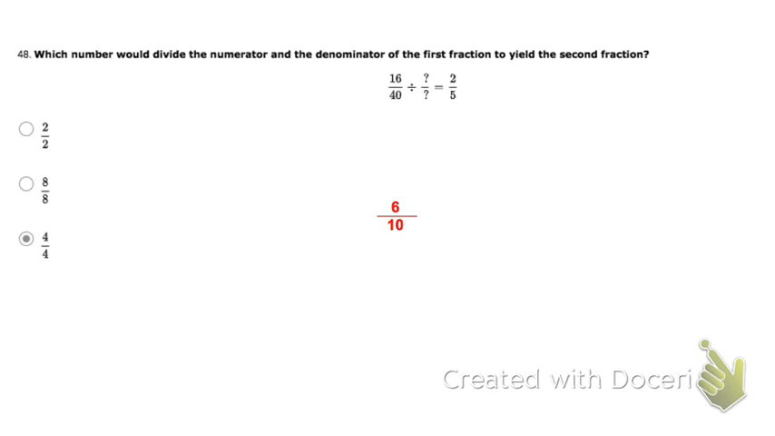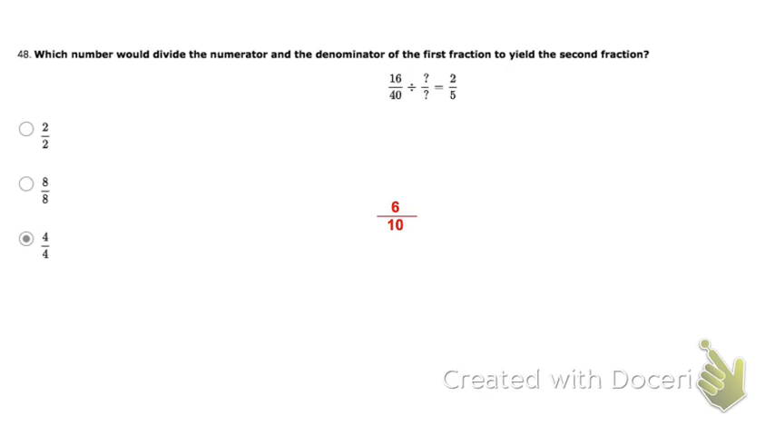This is another way that they're presenting this way of simplifying a fraction. They're saying if you had 16 over 40, what can you divide the numerator and the denominator by in order to get 2/5? Now this person said 4 over 4, so let's test that out. Is 16 divided by 4 2? No, 16 divided by 4 is 4. And is 40 divided by 4 5? No, it's 10. So if I divided it by 4 over 4, I would get 4/10, not 2/5.